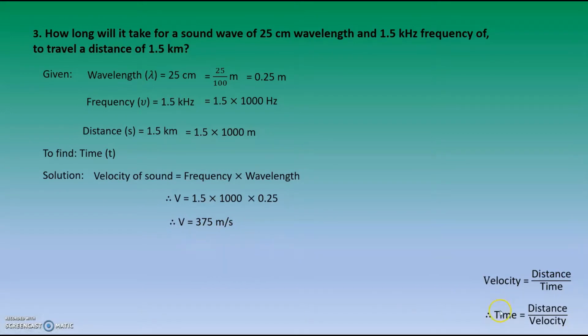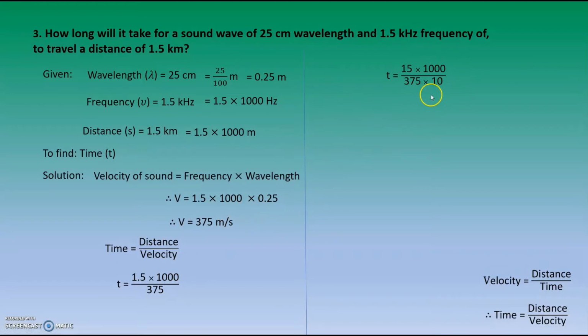Now we can use this formula. Time is equal to distance upon velocity. We'll substitute the value of distance is 1.5 multiplied by 1000 divided by 375. So let's remove this decimal point from the numerator. You know the rule. We will multiply the denominator by 10 so that the decimal point in the numerator can be removed. So that will be 15 multiplied by 1000 upon 375 into 10.